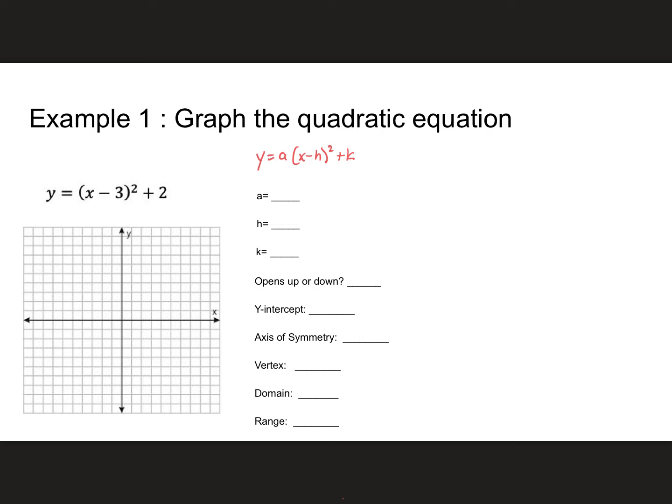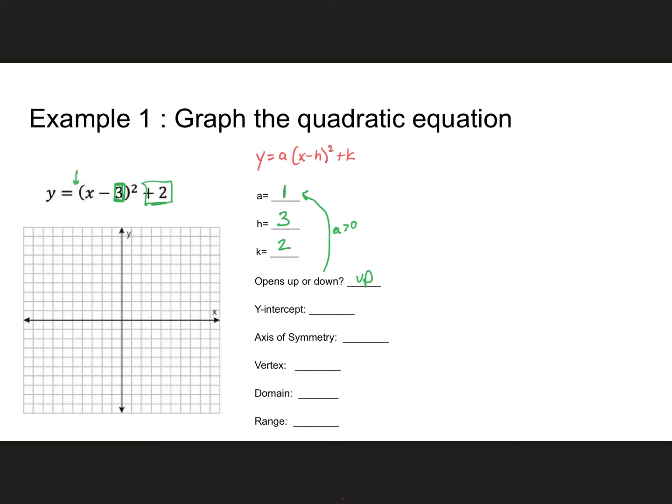So let's see here. A is this number right here. That would be 1. There's nothing there. H would be the value that we're subtracting. So I'm subtracting 3, so my H value is 3. And K is this number here that's on the end. So in this problem, 2. All right, so based upon that information, I see here that my A value is greater than 0. So that means that my equation is going to open up.